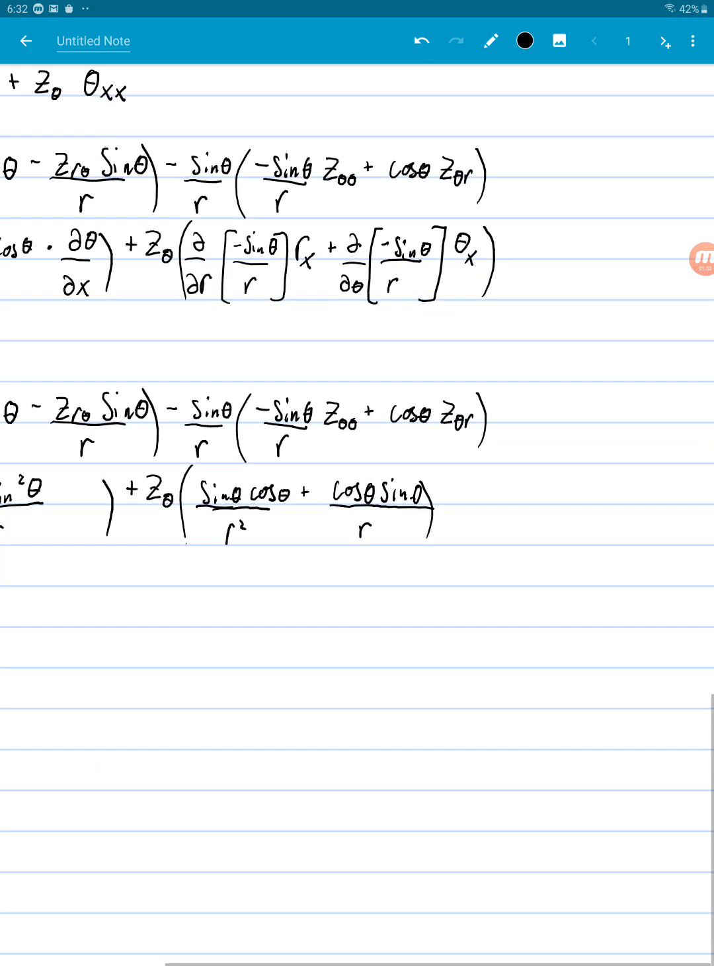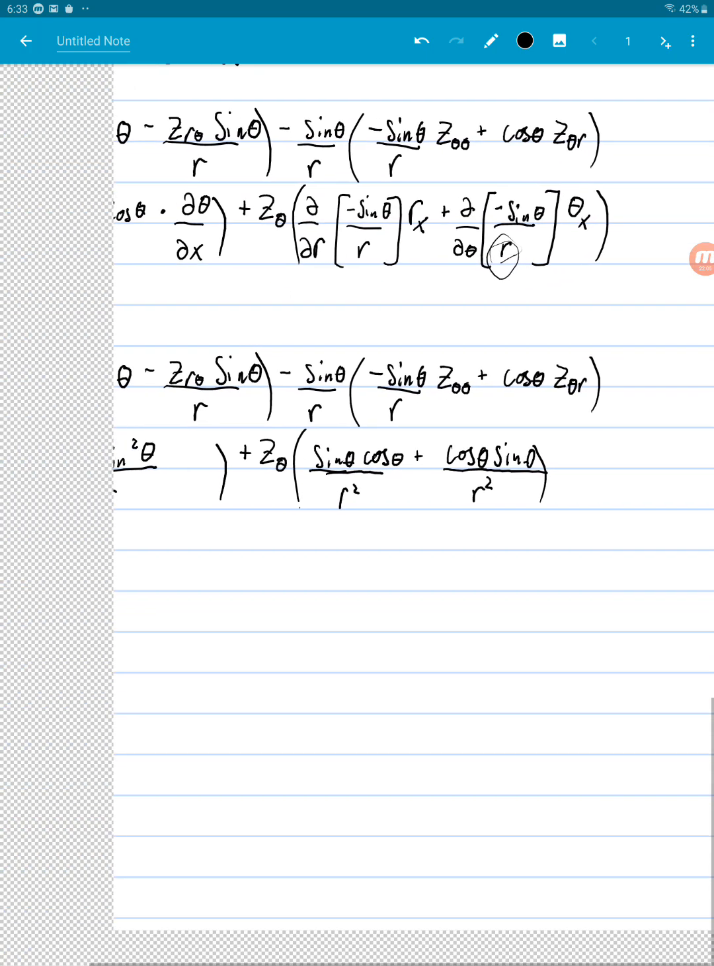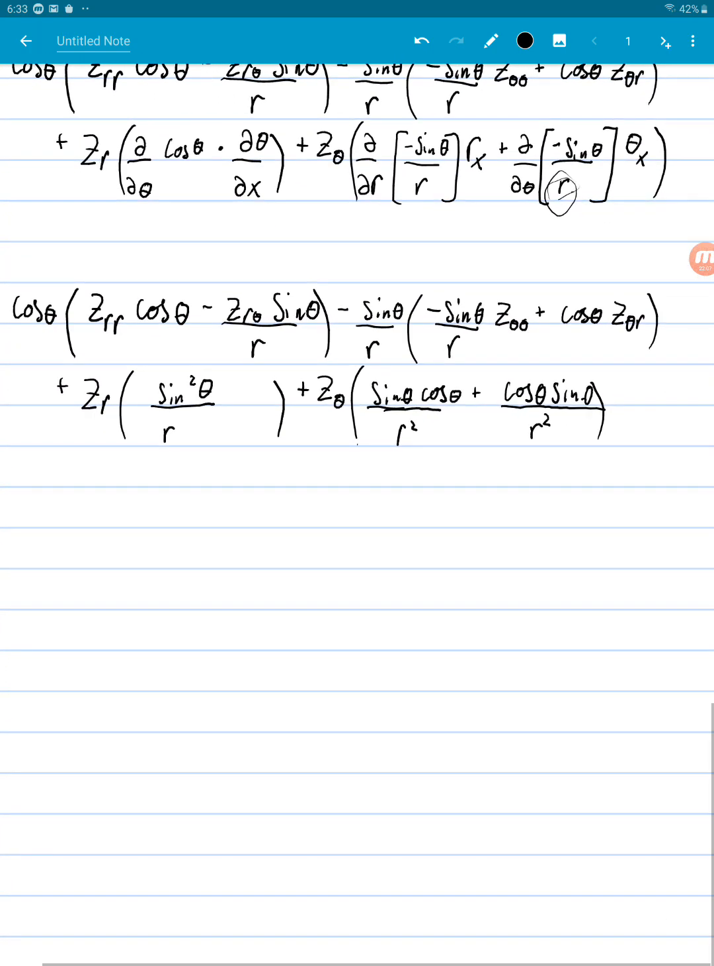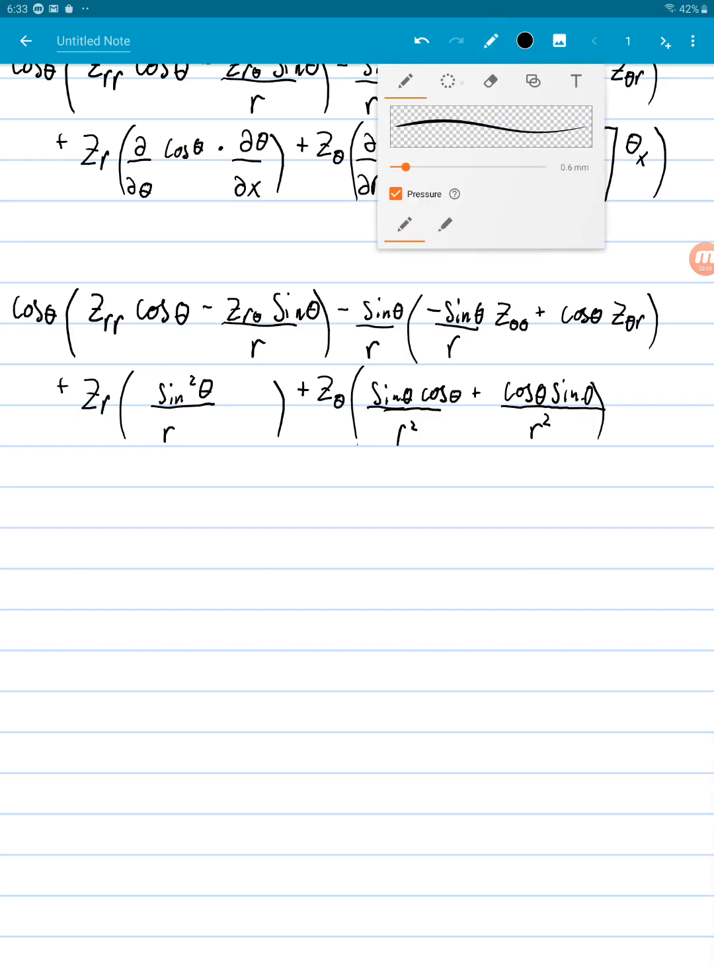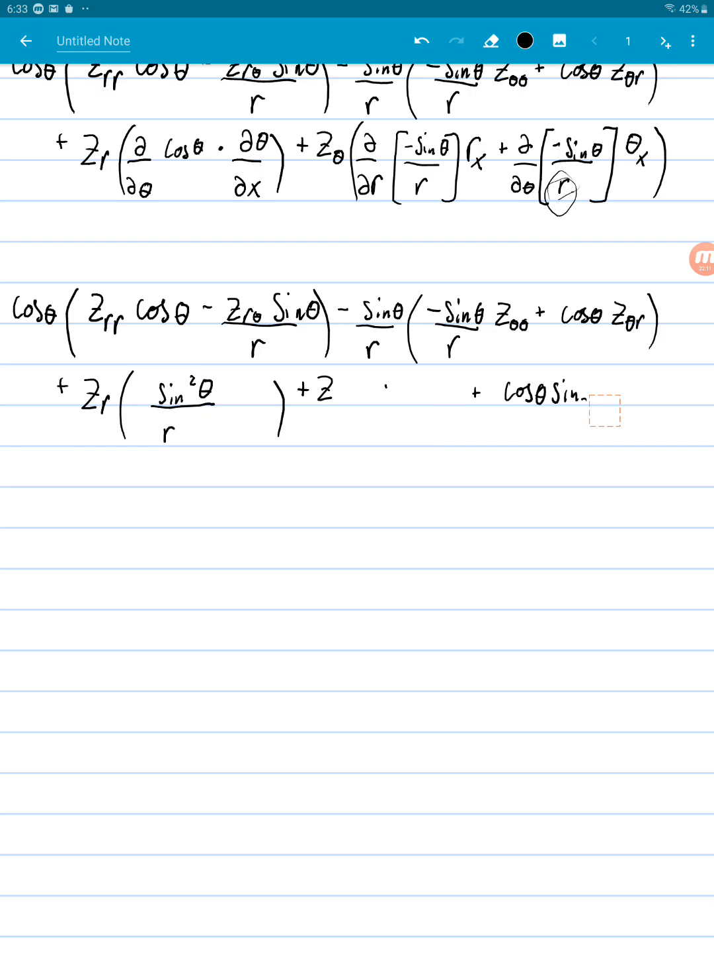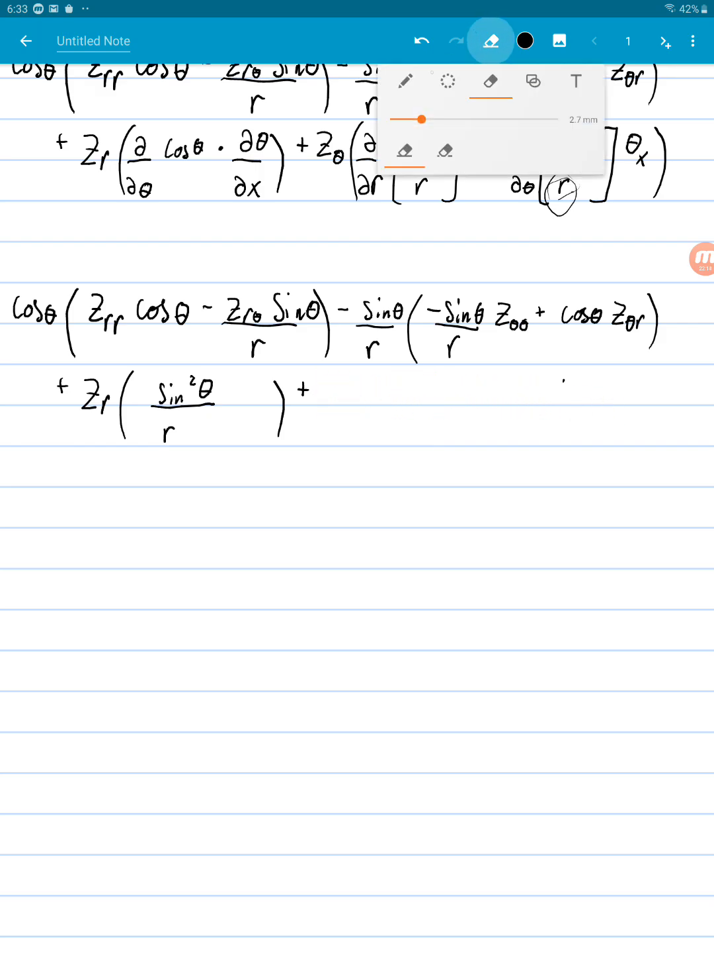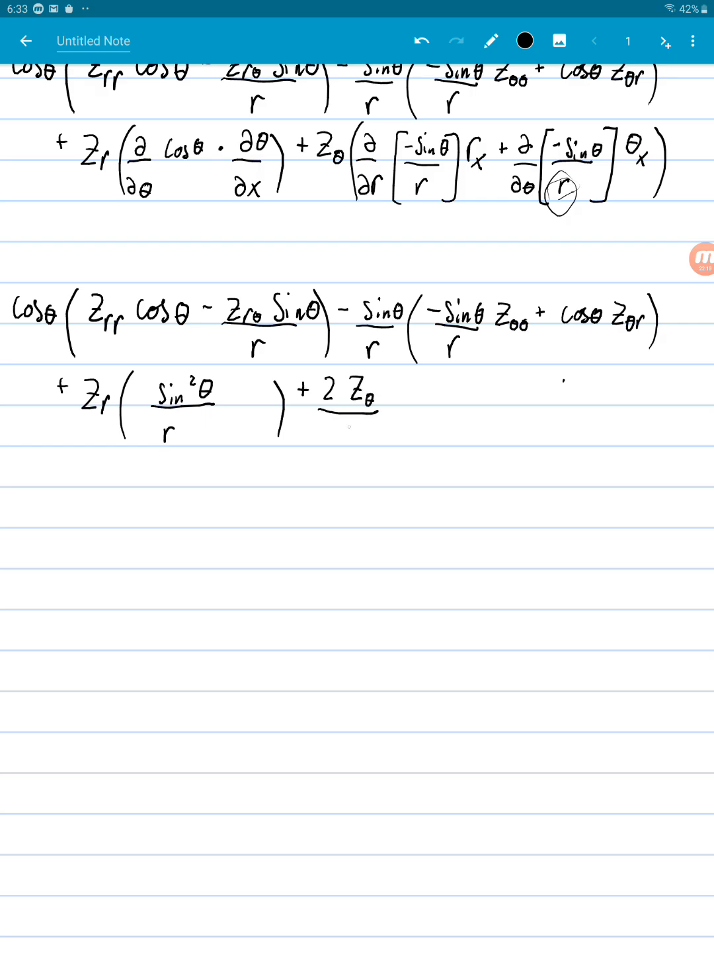Oh, excuse me, I just realized, since we were taking the derivative of r there, we have a power of r contributed from the negative sine theta over r, and we also have a power of r being contributed from the theta sub x, so that should be r squared down there. So really, that z theta term we can simplify down a little bit further. That's going to be 2 z theta over r squared times sine theta cos theta.